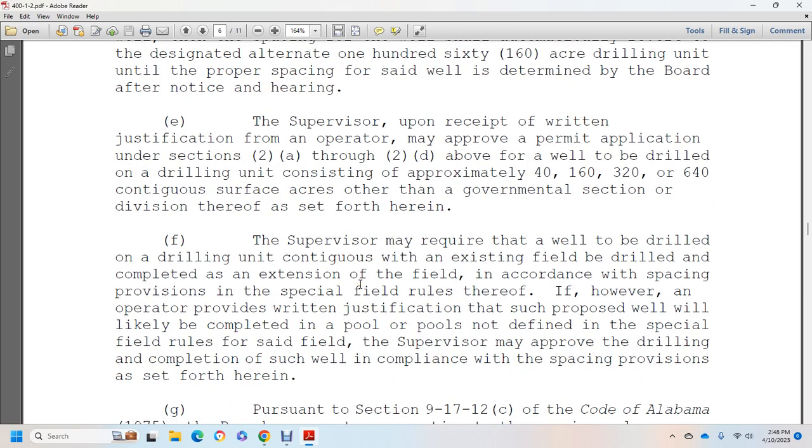The supervisor may require the well to be drilled within a drilling unit contiguous with the existing field, or the completion to be an extension of the field, according to the spacing provisions of the special field rules, if the operator provides written justification that the well will likely complete in a pool not defined by special field rules.